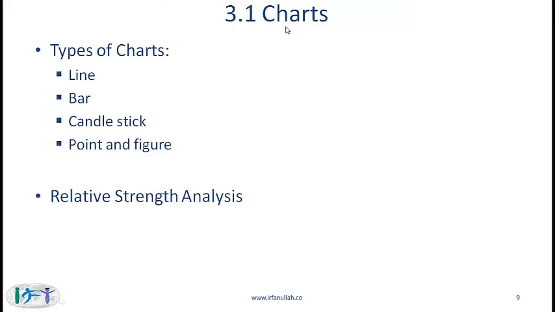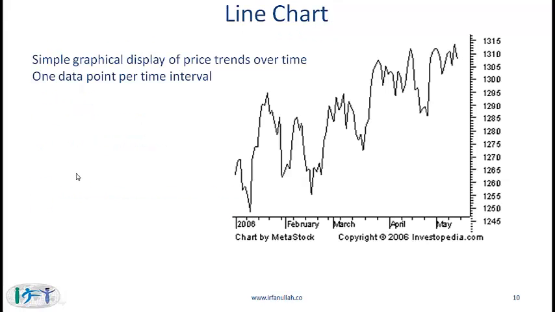Let us start with charts. There are different types of charts which are used by technical analysts. The charts include line charts, bar charts, candlestick, point and figure, and then there is the concept of a relative strength analysis, which we will talk about after covering the various sorts of charts. Let us look at the most basic chart, which is a line chart. This is a simple graphical display of price trends over time.